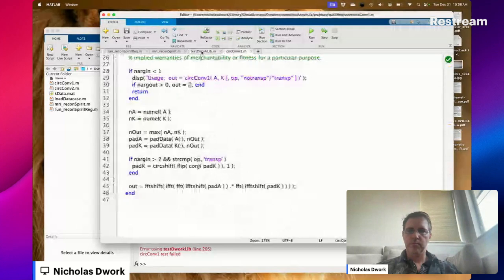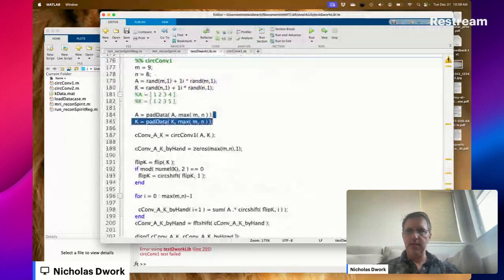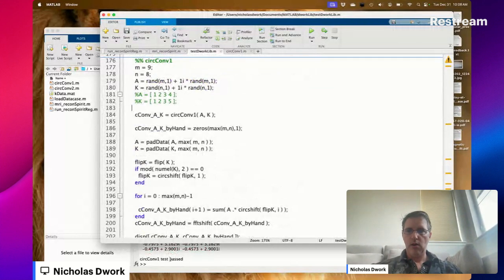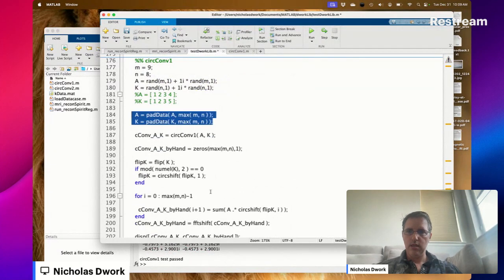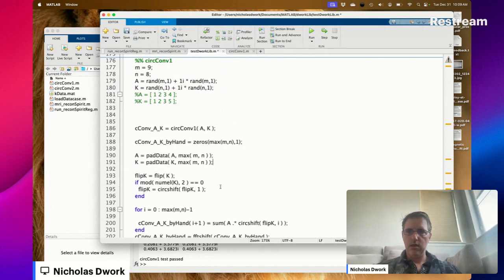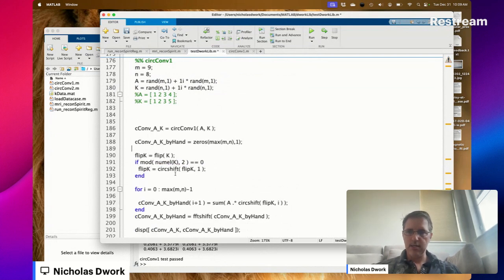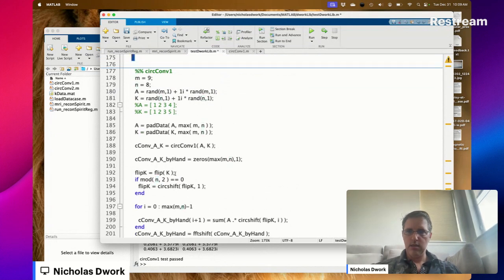Is there padding of data in here? Right, so we wouldn't want to pad the data prior to doing circular convolution by hand. Now it passed. And is that because I only did, what did I change? Oh. No, n is not the size of k.